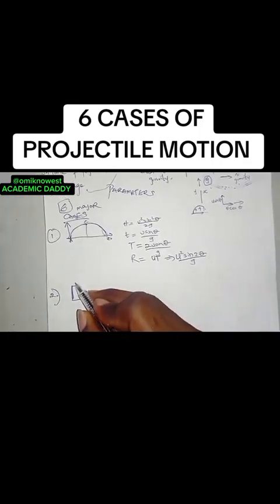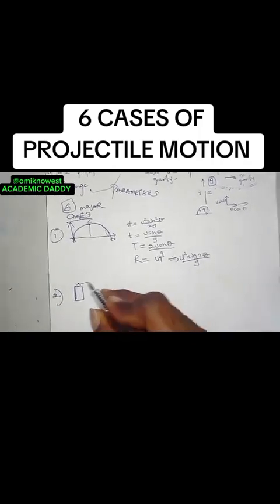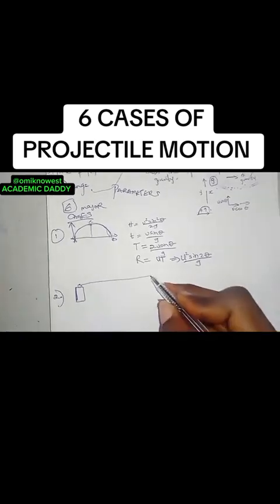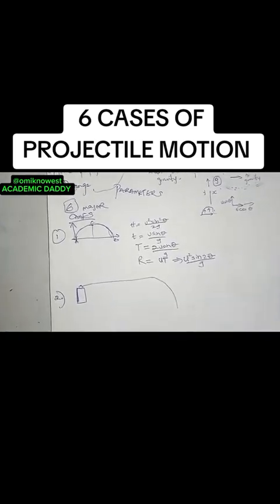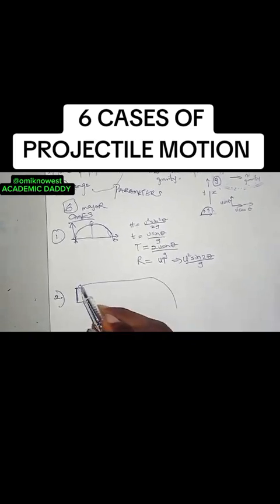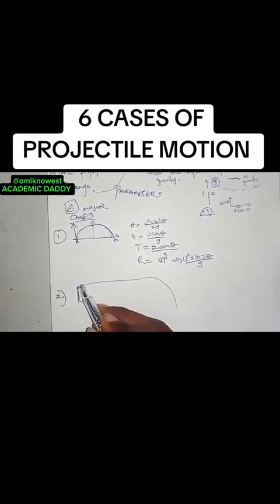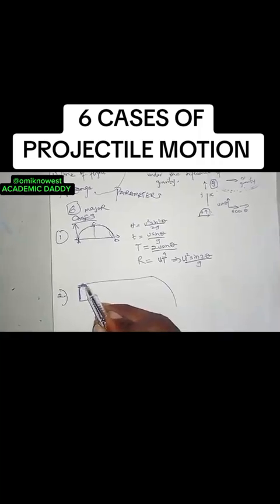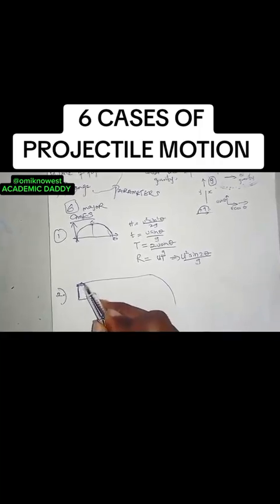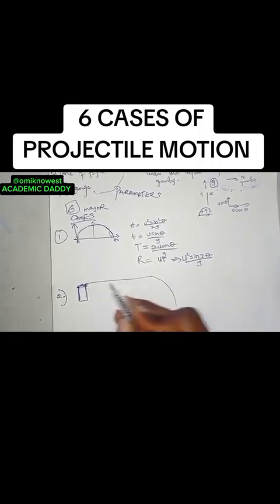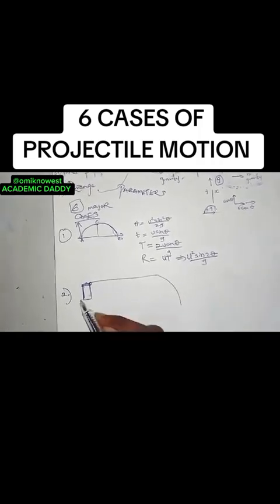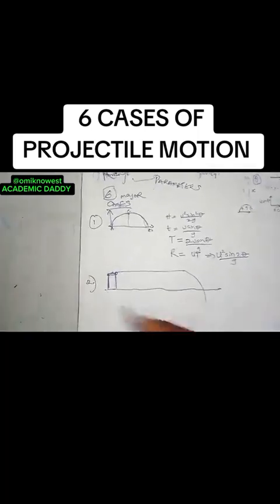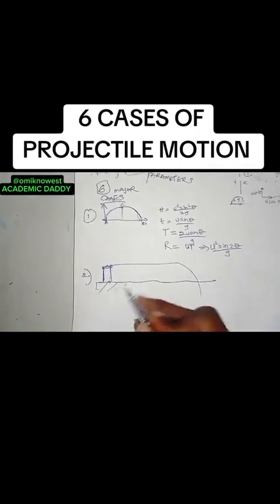An object is launched from a height horizontally. Then it comes down. So let's say this is the height that the object is launched. Let's say this is your hand, and from here you throw a stone. This stone moves horizontally before coming down, and it comes to the ground. Let's say this is the ground.